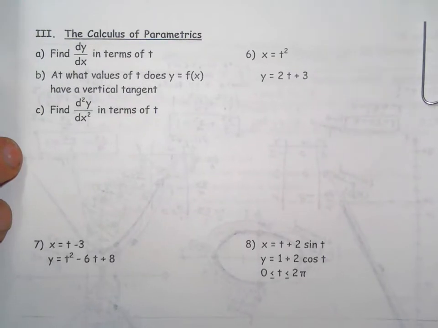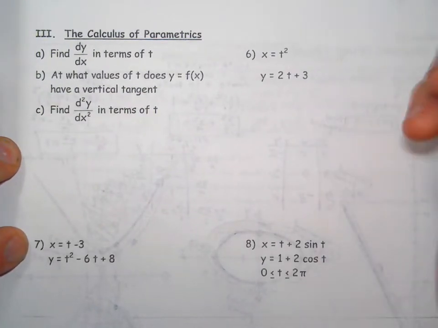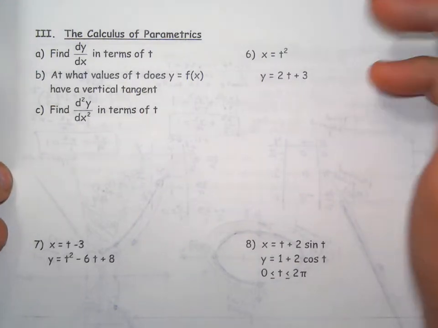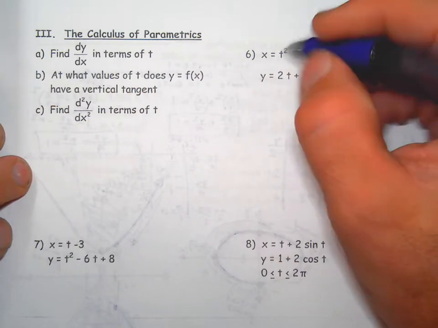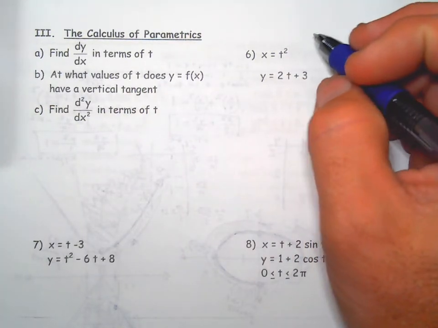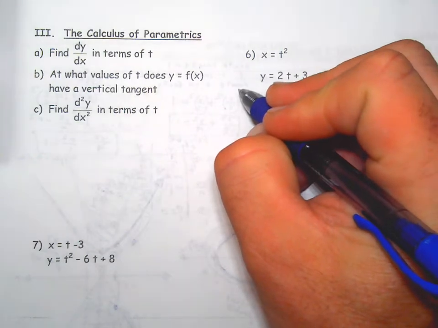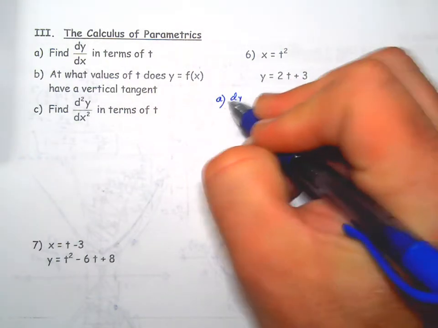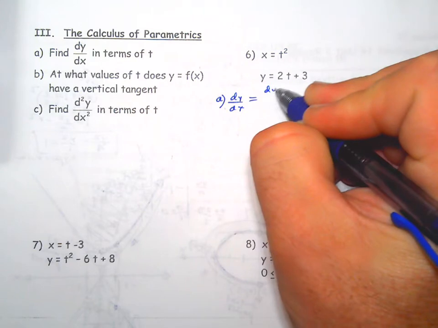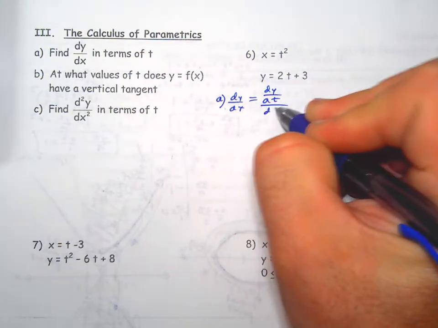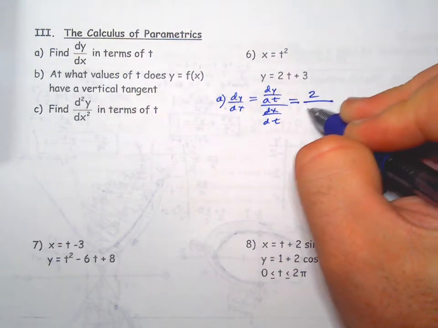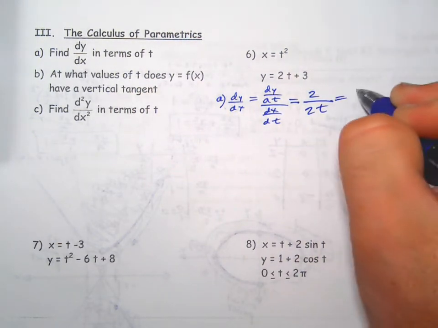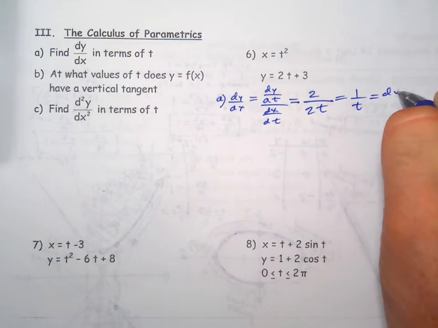So, next part, we're just calculating some different things for parametrics: slope of the curve, vertical tangents, concavity. So, slope of the curve, part A, dy dx equals dy dt over dx dt. So dy dt equals 2, dx dt equals 2t. So we get 1 over t for dy dx.